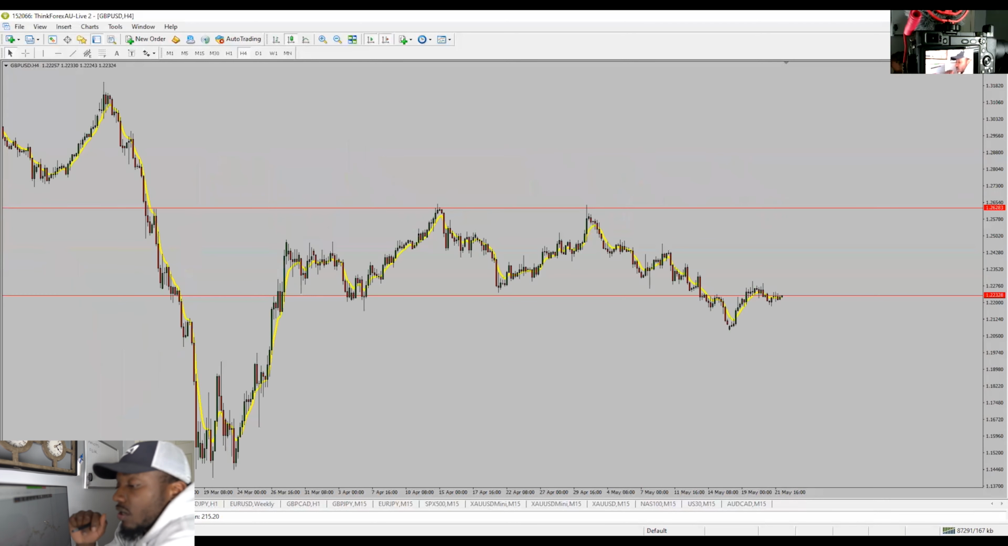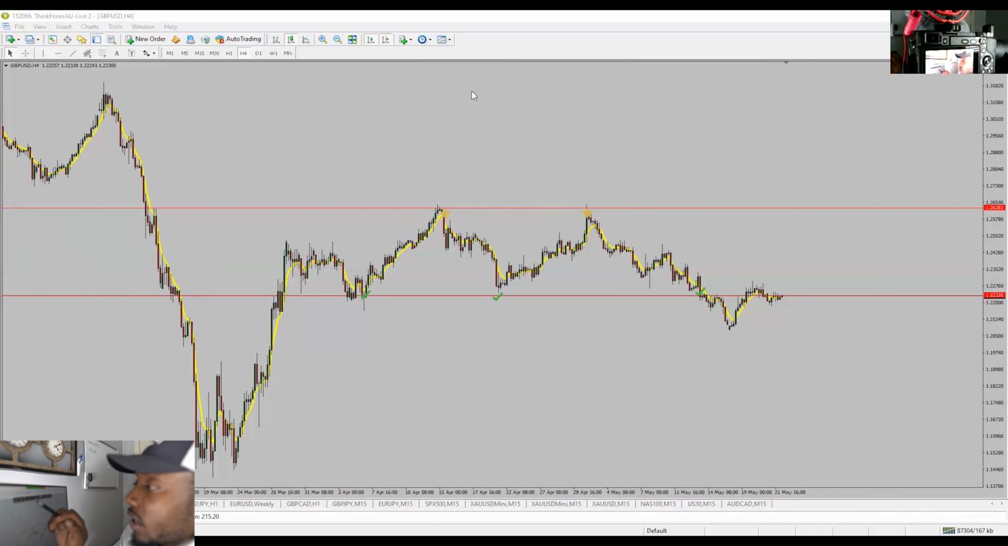This is the Great British Pound to the US dollar. So I already have a resistance line set up here on the 4-hour time frame. Same thing, we're going to use a star to represent the resistance line, and we're going to use a check mark to represent the support lines.